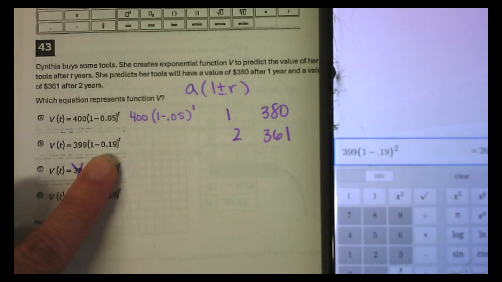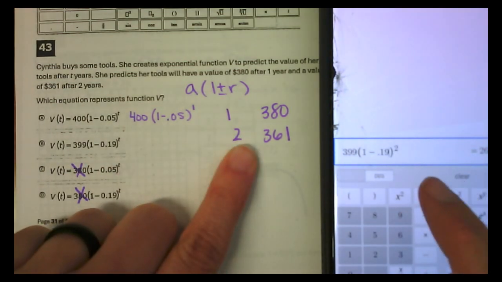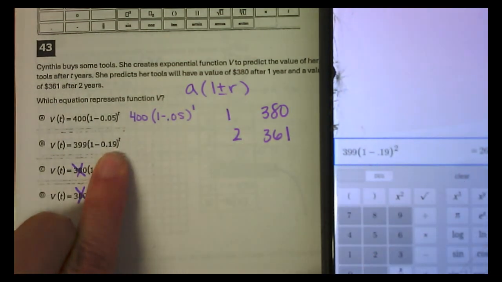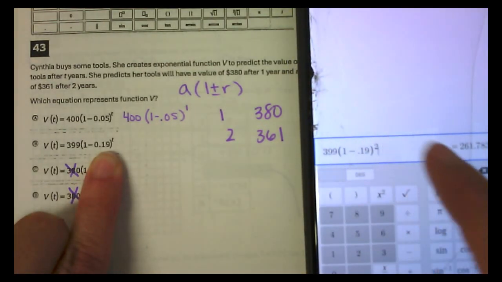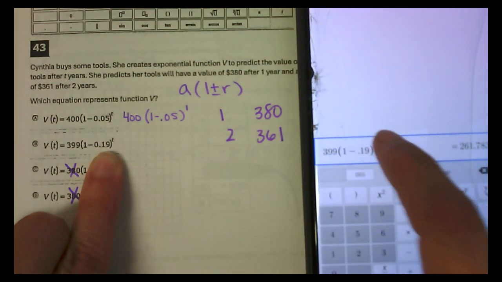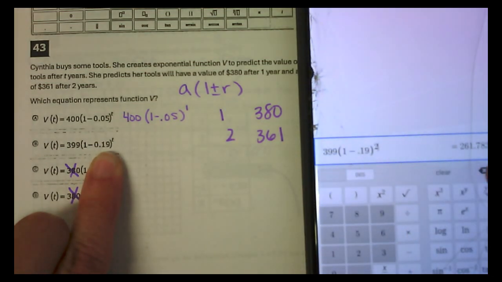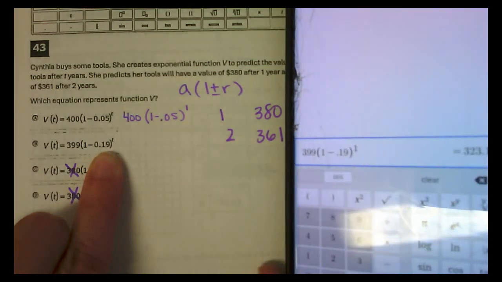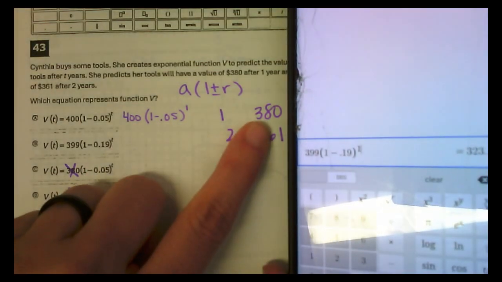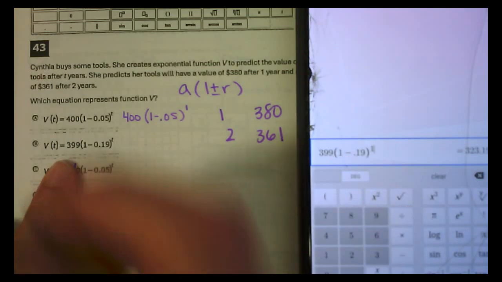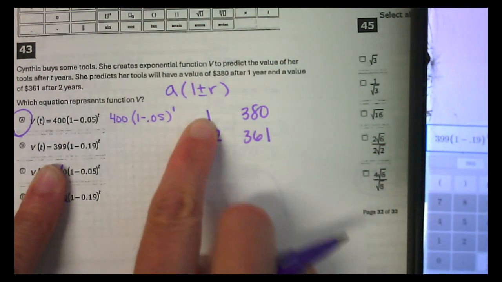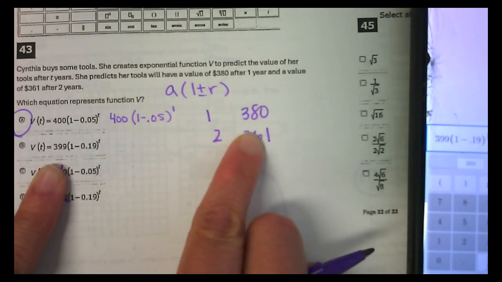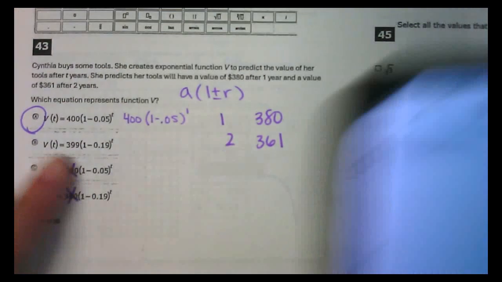When I plugged in 2 for this equation, I get 261. That's not what I was supposed to get. When I plugged in 1, if I change this value up here to a 1, I get 323. I was supposed to get 380. So B doesn't work. A is the only one that works. When in doubt, plug X values in and check for the correct Y when they give you these. That's going to be an easy strategy to use.